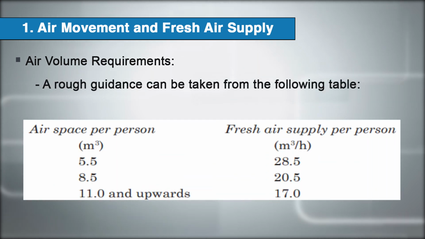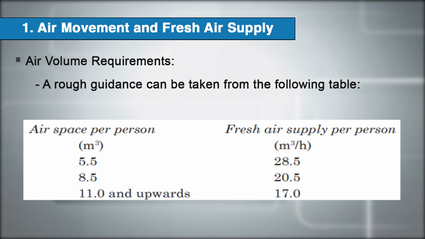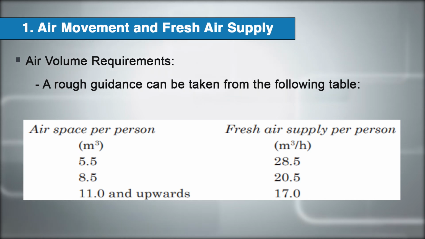A rough guidance can be taken from the following table, in which air space per person is given and the fresh air supply per person is required. For example, if the air space per person is 5.5 meter cube, then the fresh air supply per person in meter cube per hour should be 28.5. For 8.5 meter cube air space per person, the fresh air supply per person should be 20.5 meter cube per hour. For 11 and upwards, fresh air supply per person should be 17 meter cube per hour.